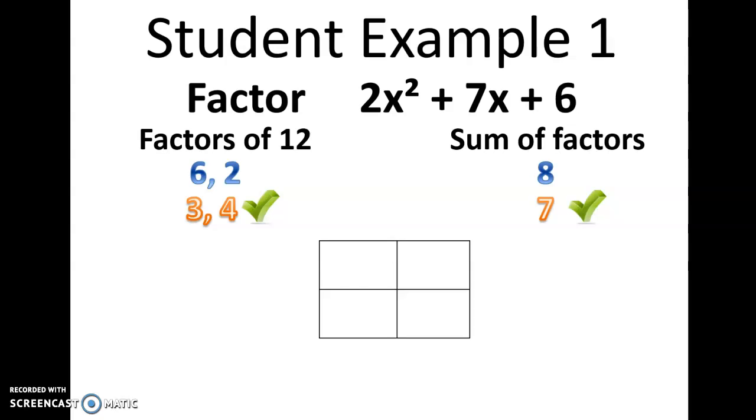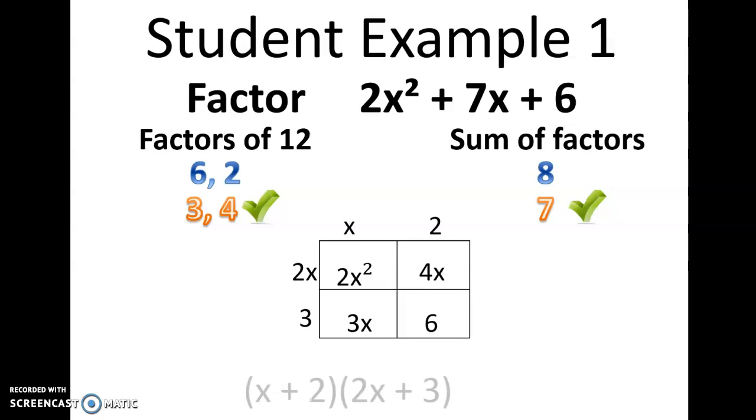All right, the box: you put the first term in the first box, the last term in the last box. You fill in your factors with an x, 3x and 4x, and then you find the GCF of the rows and the columns. The signs are going to be the same as they were last week. If it ends in a positive, they're the same. Whatever is in the middle is what they both are.